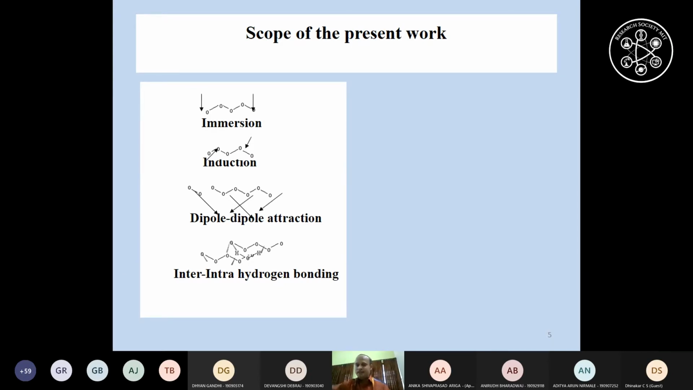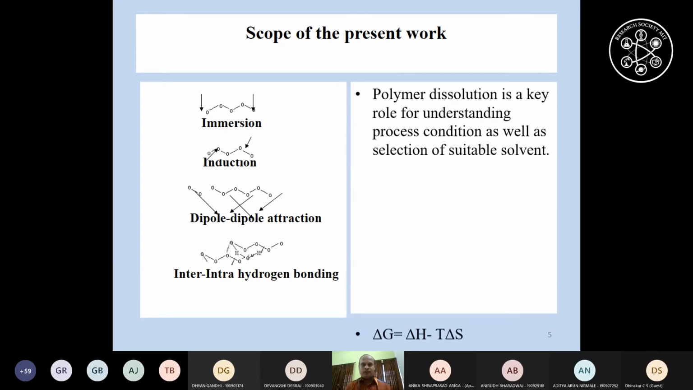So it has to be immersed in a particular solvent. The solvent should be induced in your coil chain. Thereafter, there should be dipole-dipole attractions or intramolecular hydrogen bonding taking place. Then only proper migrations. So that means if you take a polymer and dissolve it in a particular solvent, right, a change in free energy has to take place, either exothermic reactions or endothermic reactions. So the enthalpy content has to change.